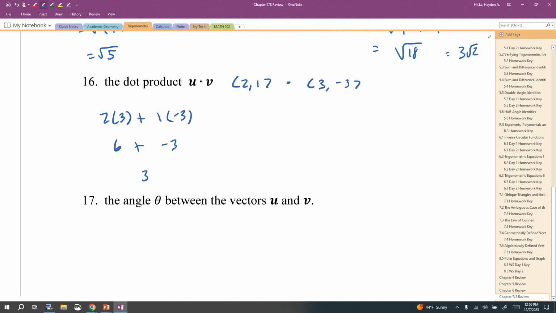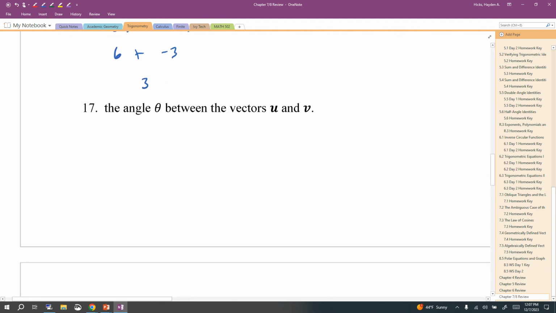You're fine. It works. Happens that way. So you just multiply the first two terms, the first term of both vectors, I mean. Multiply the second terms of both vectors, and then add them. That's the dot product. Now, the hardest question in this part will be the angle between the vectors u and v.